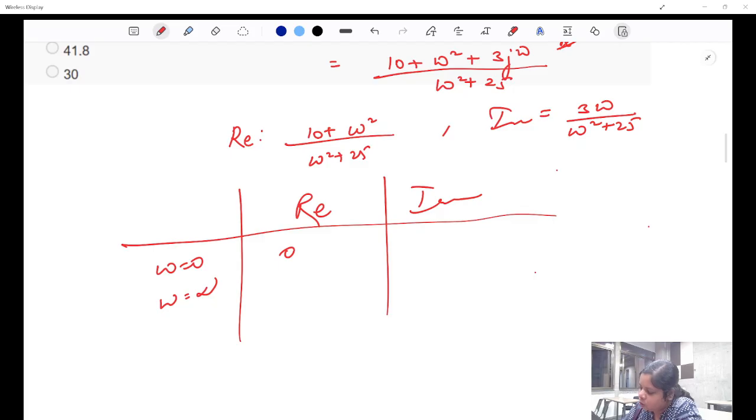So it would be 10 upon 25 here, which is 0.4. And for the imaginary part, when you substitute the value of omega to be 0, it becomes 0.